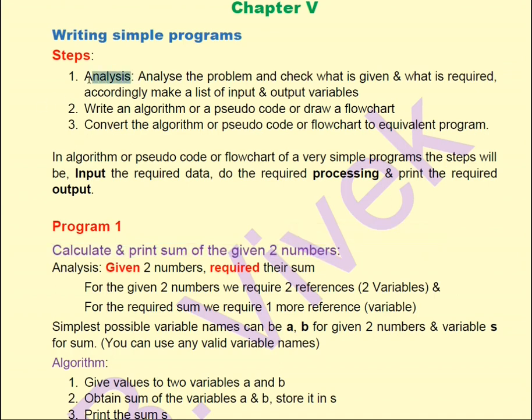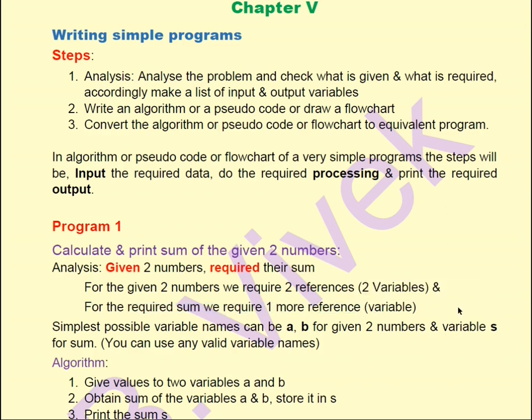Step number 1 is analysis. Read the program: calculate and print the sum of the given two numbers. So, what is given? Two numbers. And what is the required thing? Required is their sum. For the given two numbers, we require two references, that is two variables. For the required sum, we require one more reference, that is one more variable.